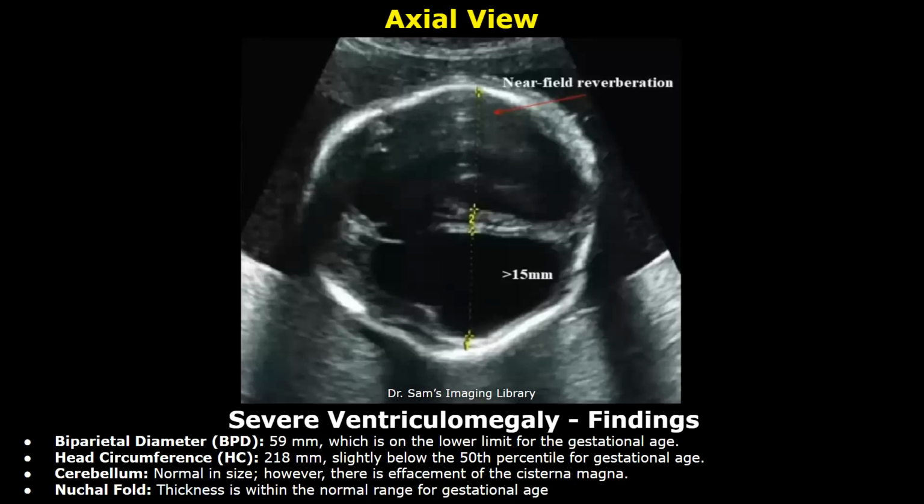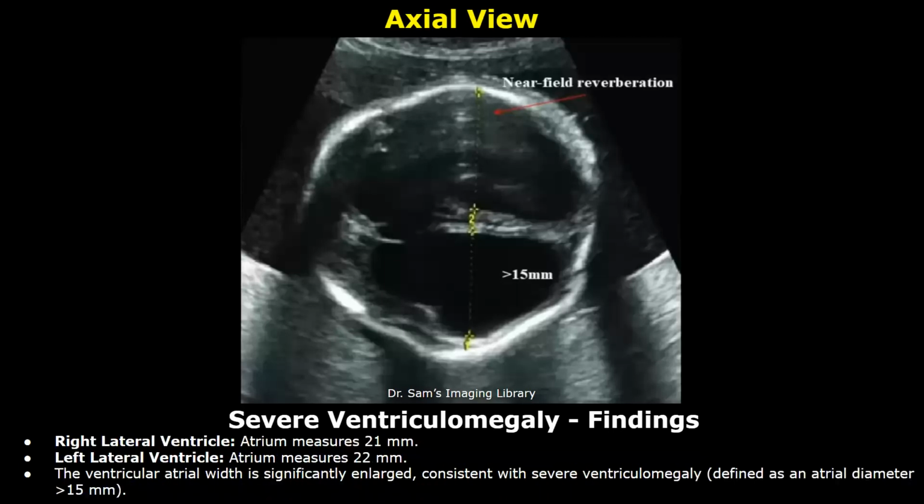The cerebellum is normal in size. However, there is effacement of the cisterna magna. Nuchal fold thickness is within normal range for gestational age. The right lateral ventricle atrium measures 21 millimeters. The left lateral ventricle measures 22 millimeters.